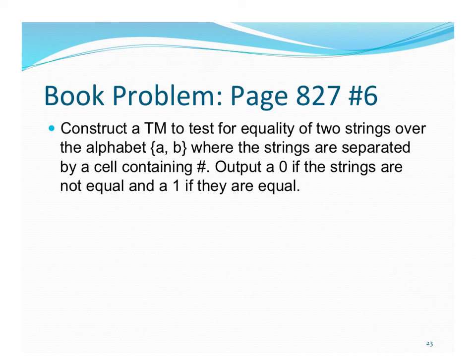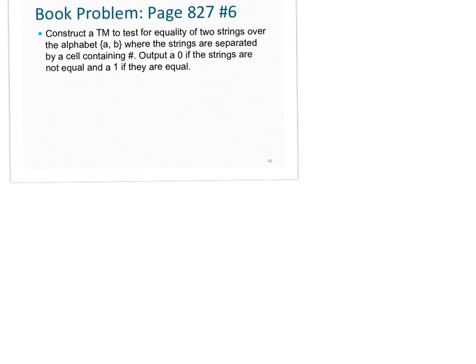So here's one last example. Construct a Turing machine to test for equality of two strings over the alphabet A, B, where the strings are separated by a cell containing a pound. Output 0 if the strings are not equal, and 1 if they are equal, right? So let's just talk about an algorithm to do this. I strongly encourage you to actually draw the Turing machine that does this.